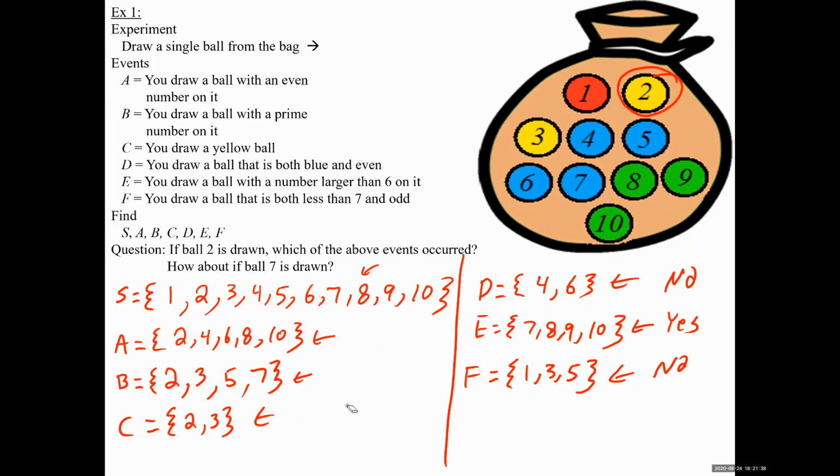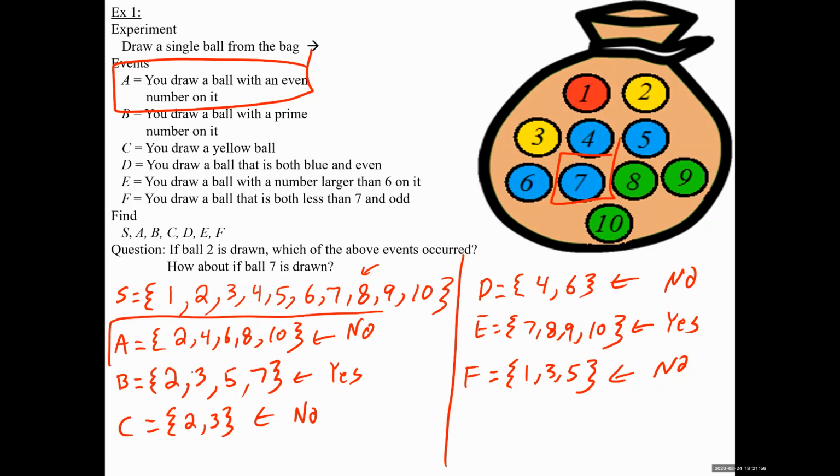Okay, did event C occur? No. We're focusing on the number 7 right now. It's a no. How about event B? Yes. A? No. Again, if you draw the number 7, did you draw an even? No. And you can see that by looking, it's not in there. Okay. And then the answer is yes. The answer is always going to be yes for the sample space because everything is listed there.